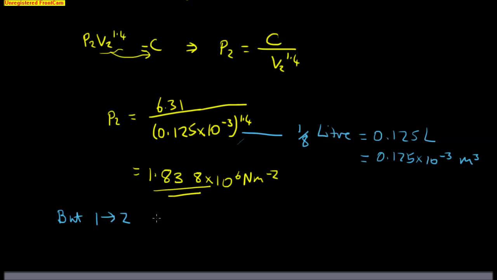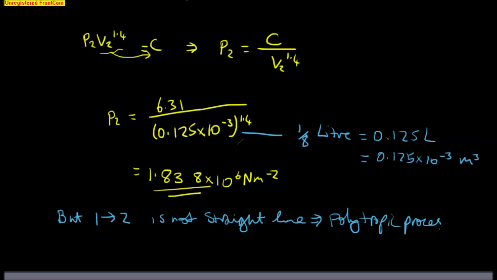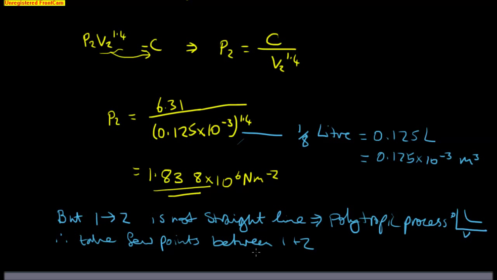However, we can't assume that the line from 1 to 2 is a straight line. In fact, we know it's not a straight line because it's a polytropic process, which looks something like this on a PV diagram. Okay? So we need to take a couple of points, let's say 2 points, between 1 and 2 to give us a better estimate of the line.